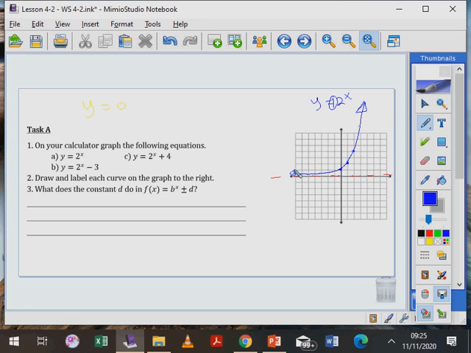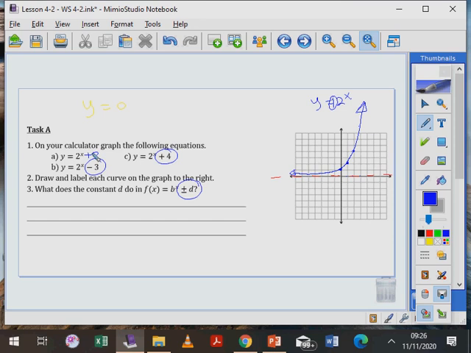Now in this activity, you're trying to figure out what happens when the values of d are different. Because in the parent graph, the value of d is 0. But you're trying to check what happens when those values are different.